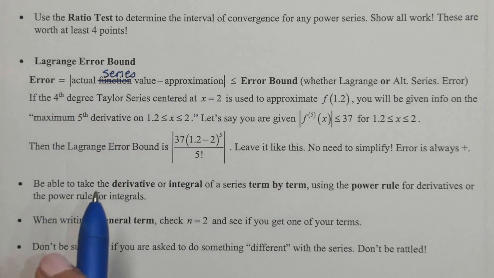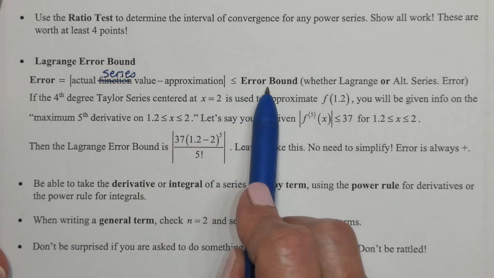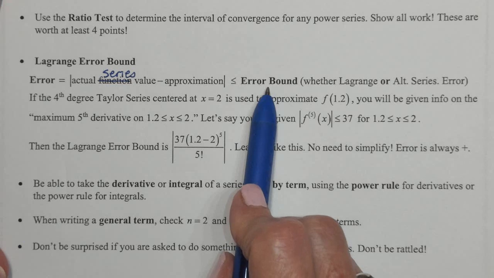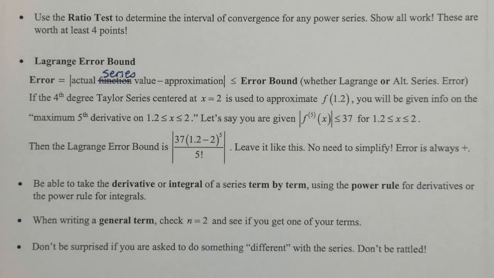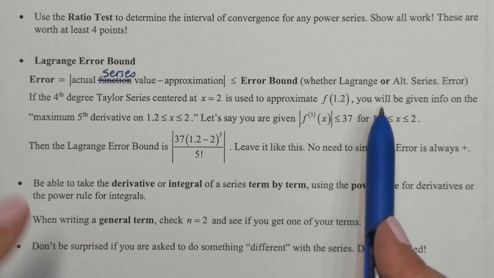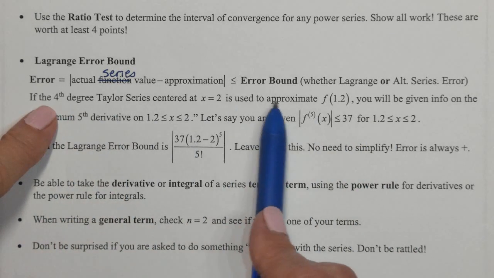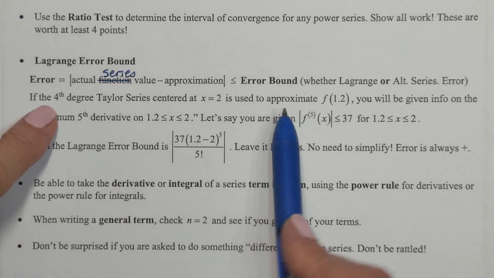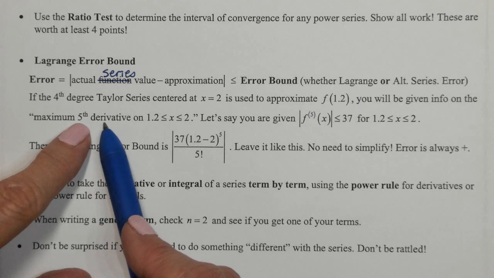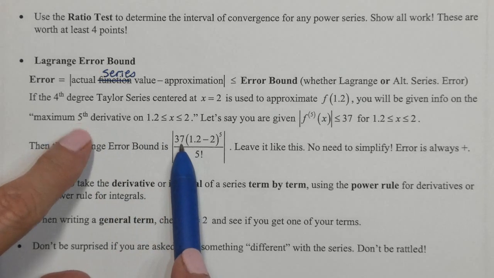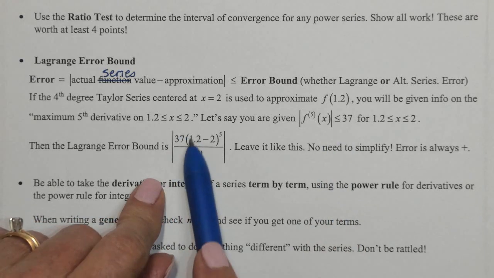Okay? And that is always less than the error bound. The error bound is just that one term. Okay? Just the one term. You're going to be told what degree Taylor series is used in the approximation. Then you'll be given information about the next derivative, which you will put right here, because that's where the derivative goes.